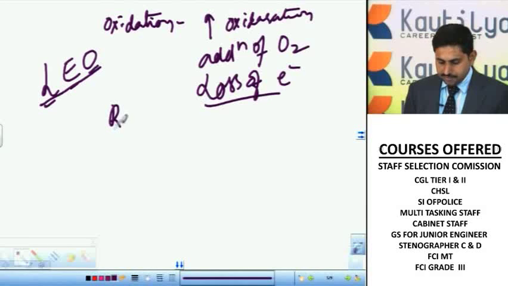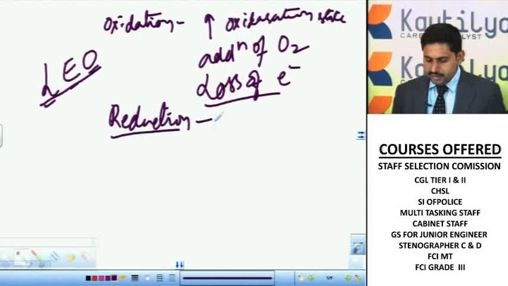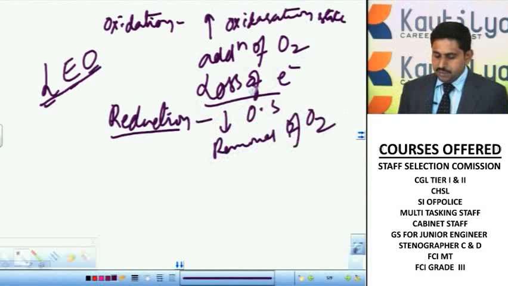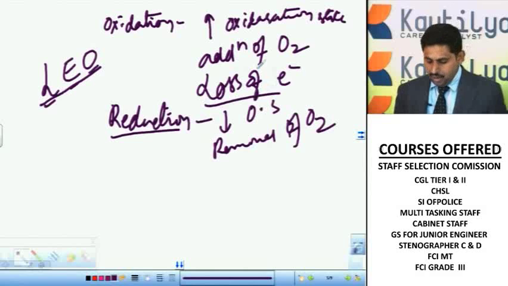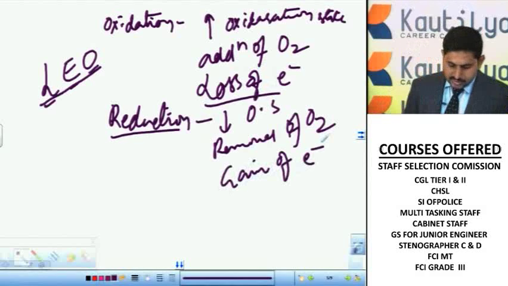Now we'll see reduction. Here also we have many definitions. Opposite to oxidation, it is called reduction. I said oxidation is an increase in the oxidation state; now we can say reduction is a decrease in the oxidation state. I said addition of oxygen; now I'll say removal of oxygen. I said loss of electrons means oxidation; now gain of electrons is called reduction. We can remember this as GER, reduction.